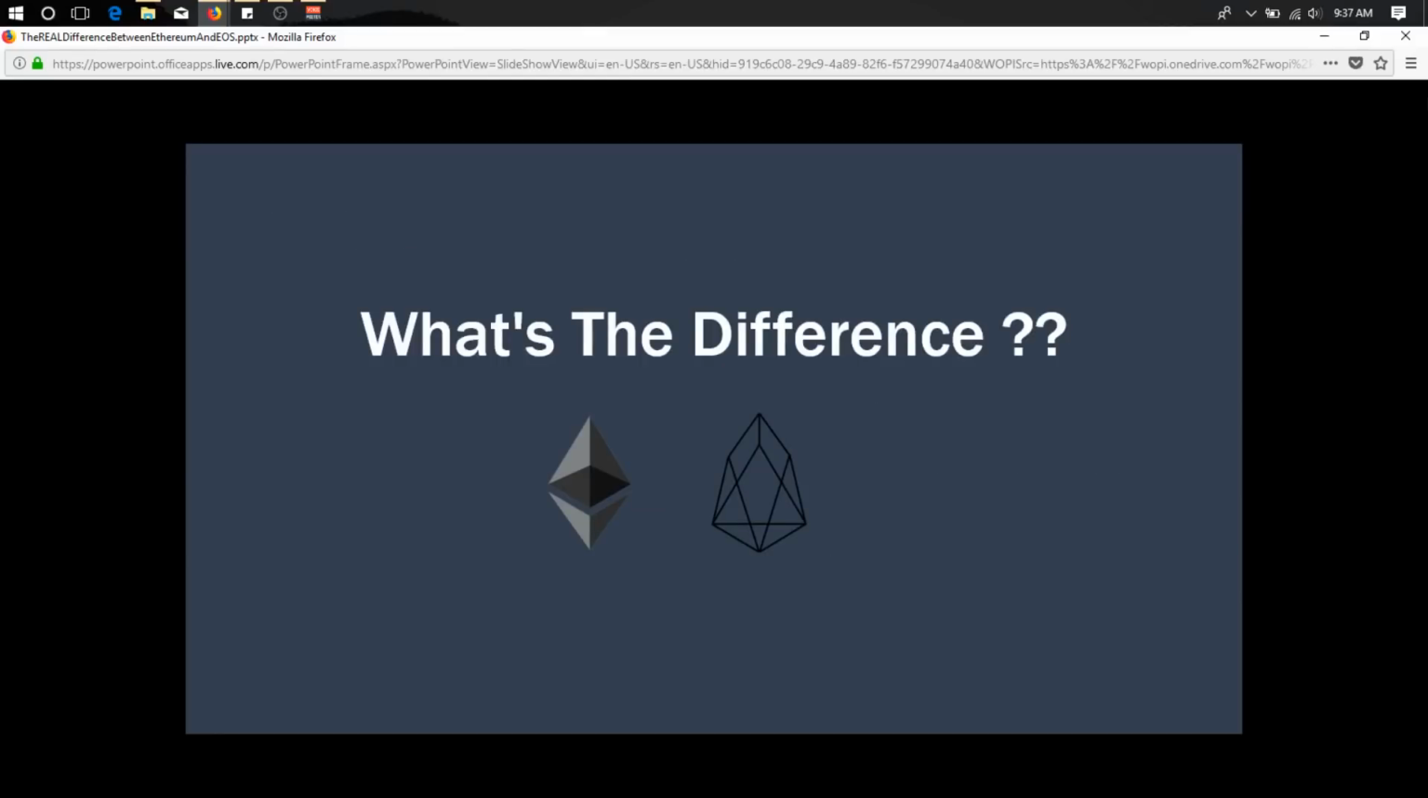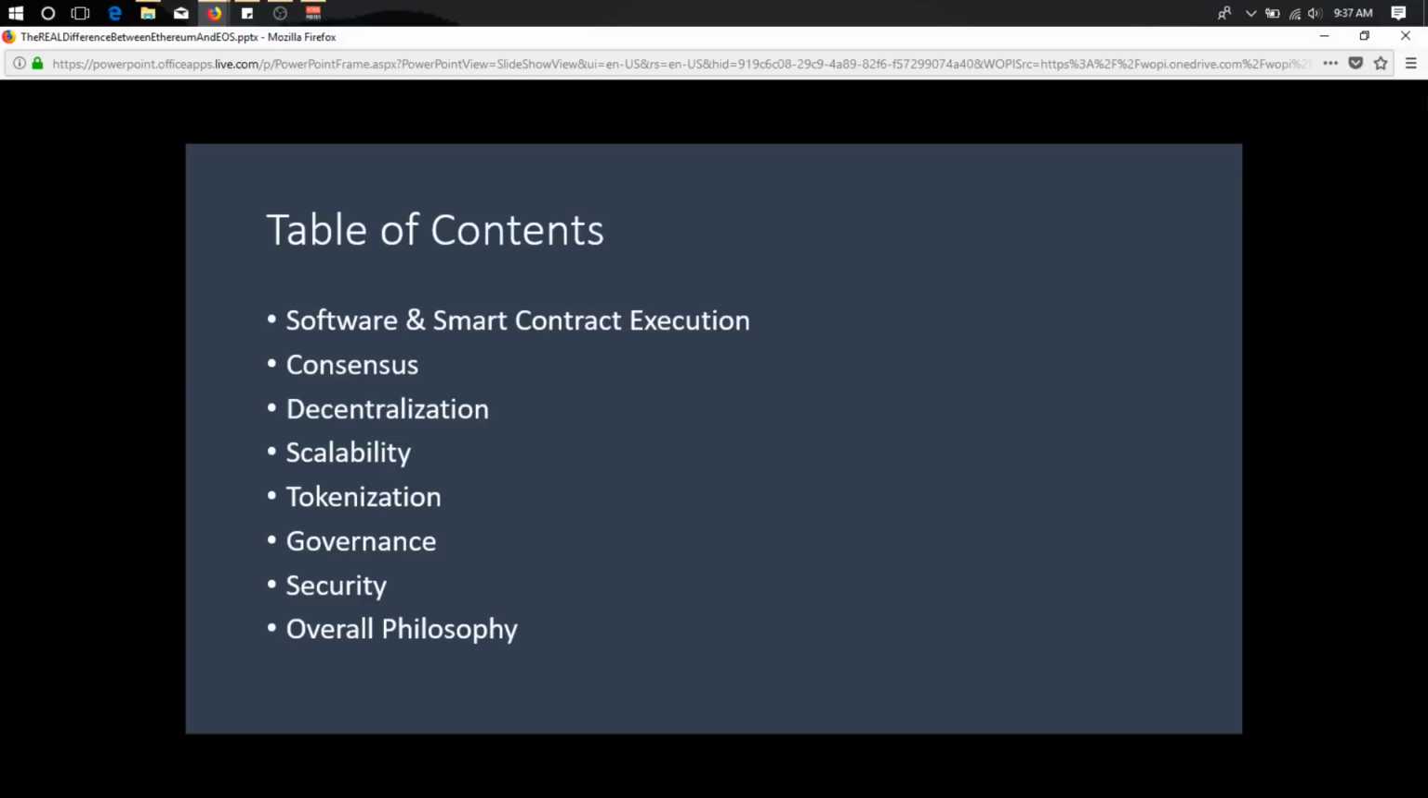So now that we know that, what is the difference between Ethereum and EOS? From a glance, they look like the same thing, right? What I have done is broken up many of both platforms' features into the following categories, which we will explore in the next few slides.